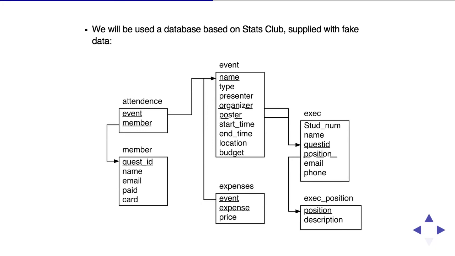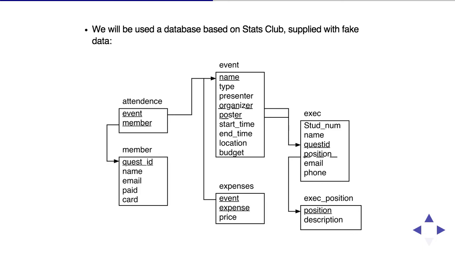So for our database here, we're going to use this kind of database for Stats Club, where a member has a name, email, and whether they paid membership dues, and if they don't have a card, unfortunately we keep forgetting to make up cards. They attend events, where the event specifies an event name, and has a data type, presenter, organizer, all that information like start date, end time, location, budget.